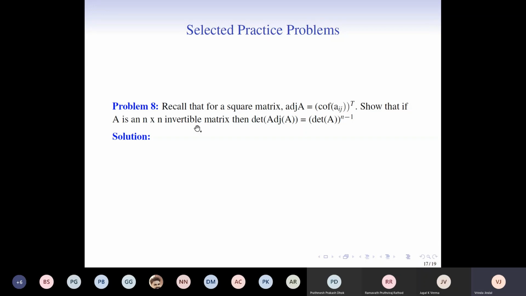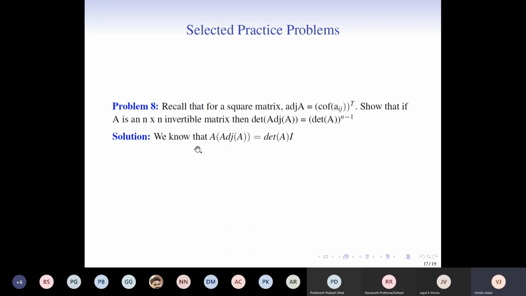So next question, we have that adjoint A is given by the cofactor of A transpose, and we need to show that if A is an n cross n invertible matrix, then determinant of adjoint A is given by determinant of A raised to power n minus 1. So determinant of A is a scalar quantity and we raise it to the power n minus 1. So it's just the use of some properties that are discussed in class and we just bring them together.